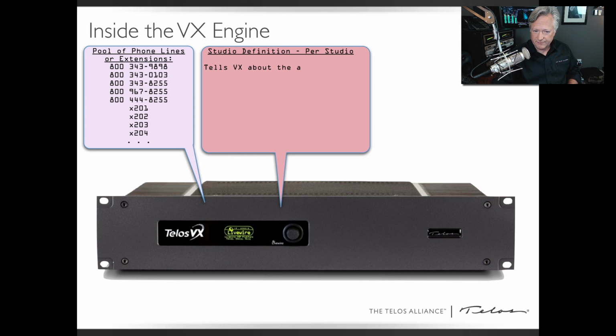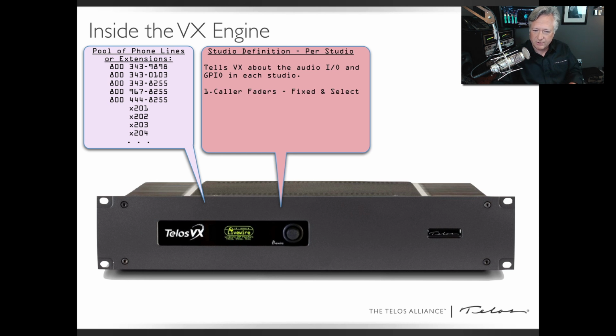Next is the studio definition. For every physical studio, we need to define, that is, tell the VX what the studio has for inputs and outputs and GPIO. So these are fixed channels that tend to not change. We're going to have the same audio console in a given studio. We're going to have the same X node. We're going to have the same audio path to each physical studio, because those don't change.